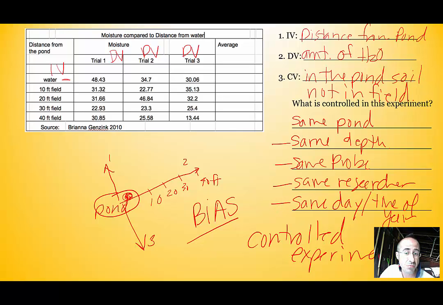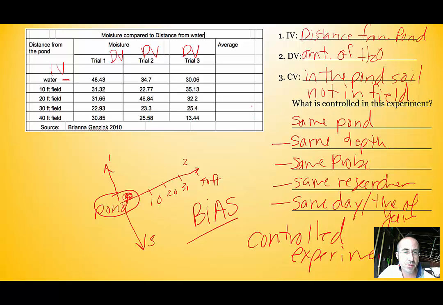If you use different days, maybe one day after a week of sun, and your next day is after 6 inches of rain just fell, that creates a bias. Okay, so what you want to do is keep as much controlled and consistent as possible. Okay, all right, so that's what we're looking at here.